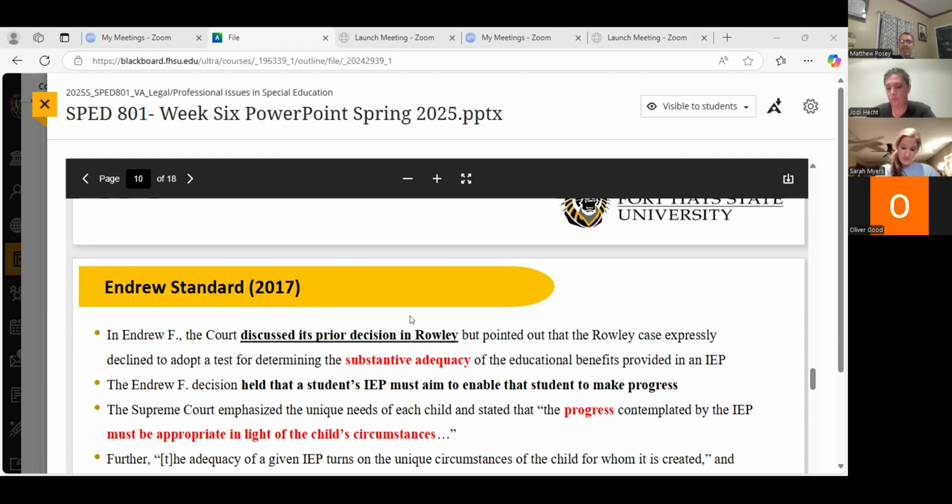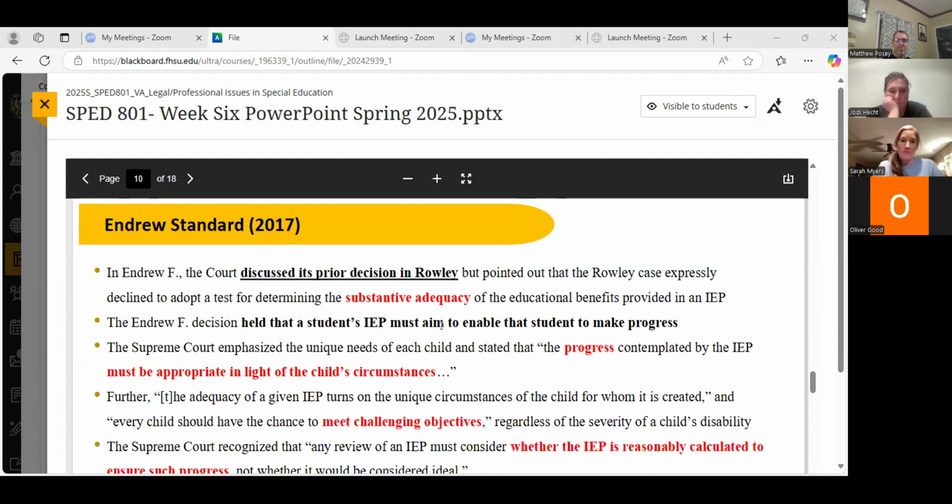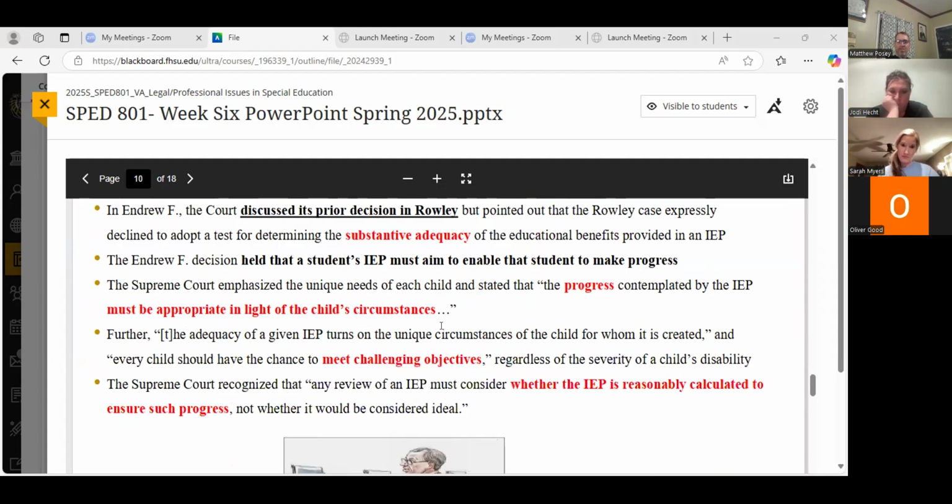So I'll just stop there and say this. Make sure that you're not using the same goals year after year, right? This right here is a classic case of do not do that. The Supreme Court emphasized the unique needs of each child and stated that the progress contemplated by the IEP must be appropriate in light of the child's circumstances. Further, the IEP turns on the unique circumstances of the child for whom it was created, and every child should have a chance to meet challenging objectives.